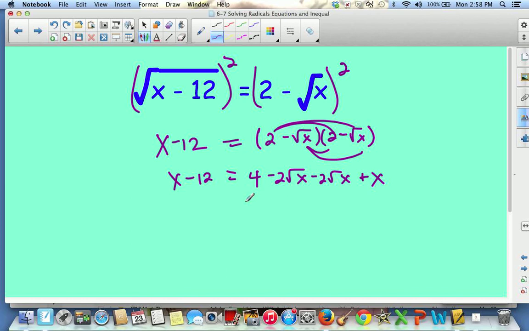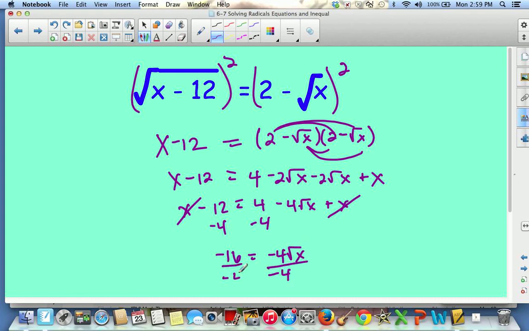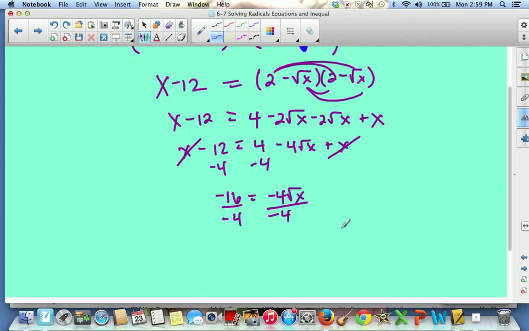And let's combine some like terms here. So we have 4 minus 4 square root of x plus x. And we have x minus 12. So notice we have an x on each side, so let's go ahead and cancel those out. Now we can subtract 4 from both sides. So we have negative 16 equals negative 4 square root of x. We're going to divide by negative 4. And then we have the square root of x equals 4, so then we're going to square both sides. So x equals 16.